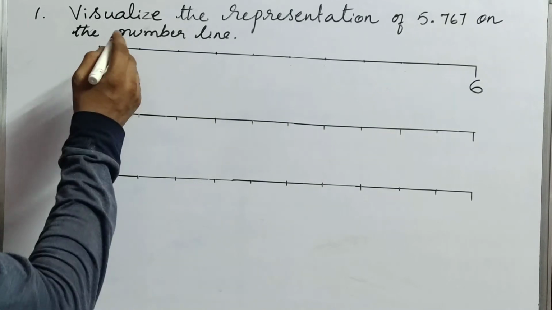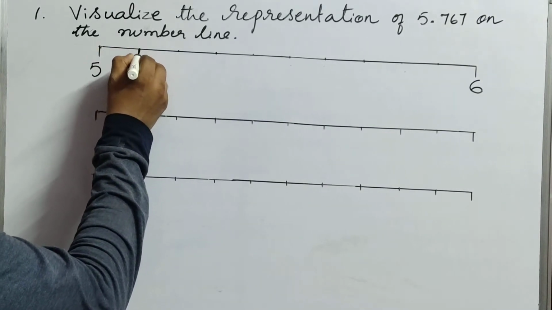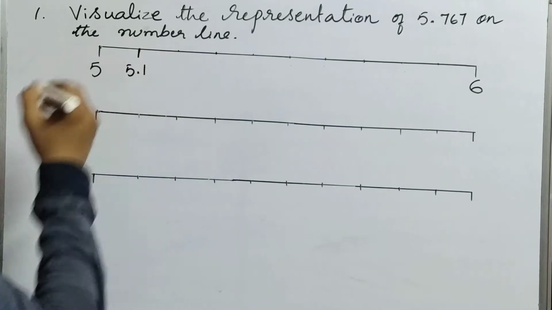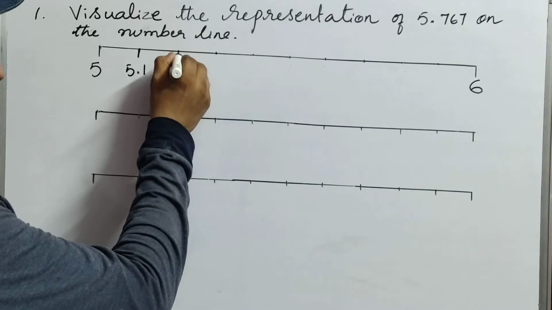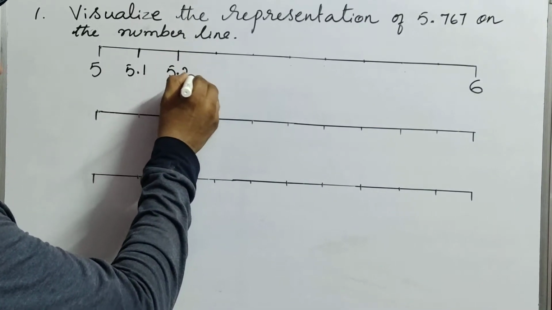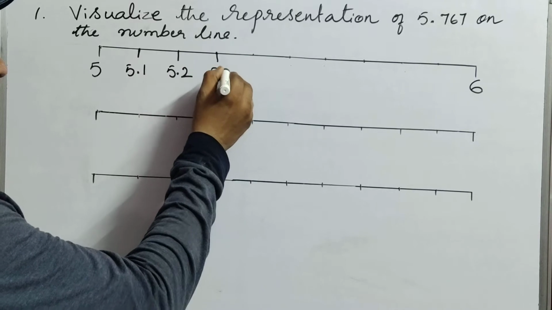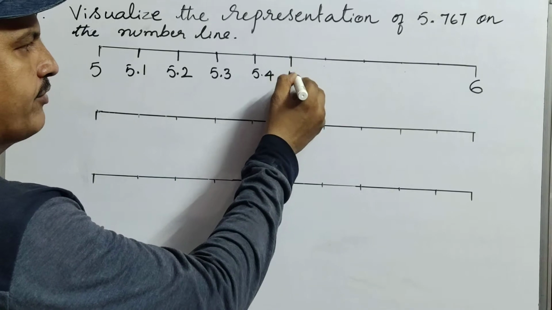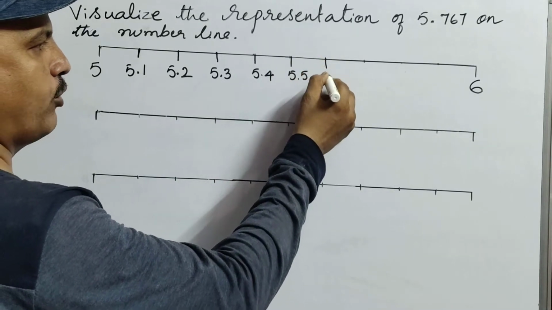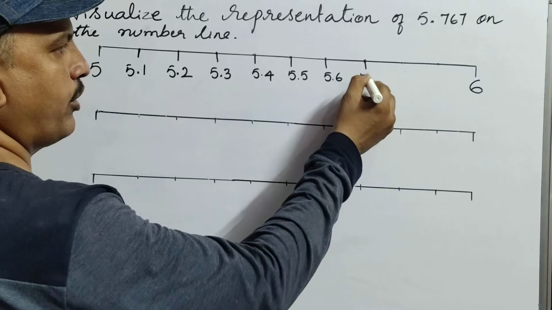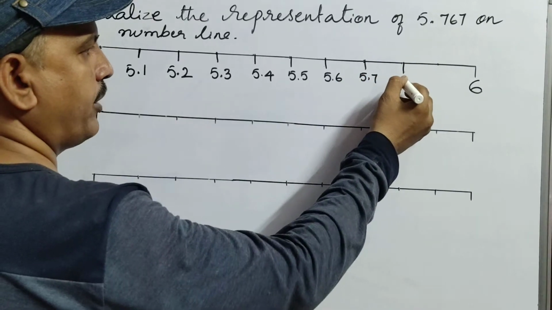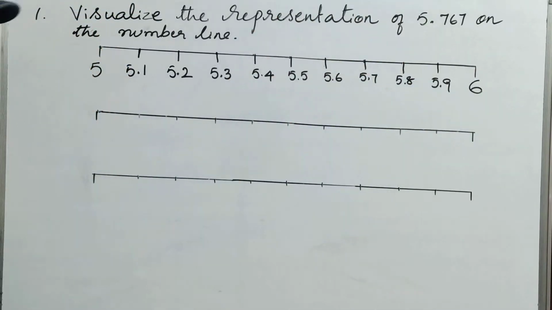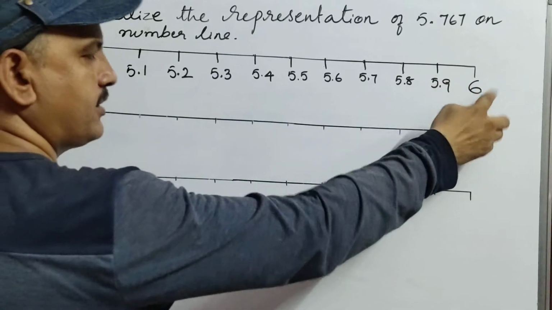Now here, already you marked each 1 centimeter, no? Write here 5.1. Next 5.2, next 5.3, next 5.4, 5.5, 5.6, 5.7, 5.8, 5.9 and 6. Okay, 5.9, next number is 6.